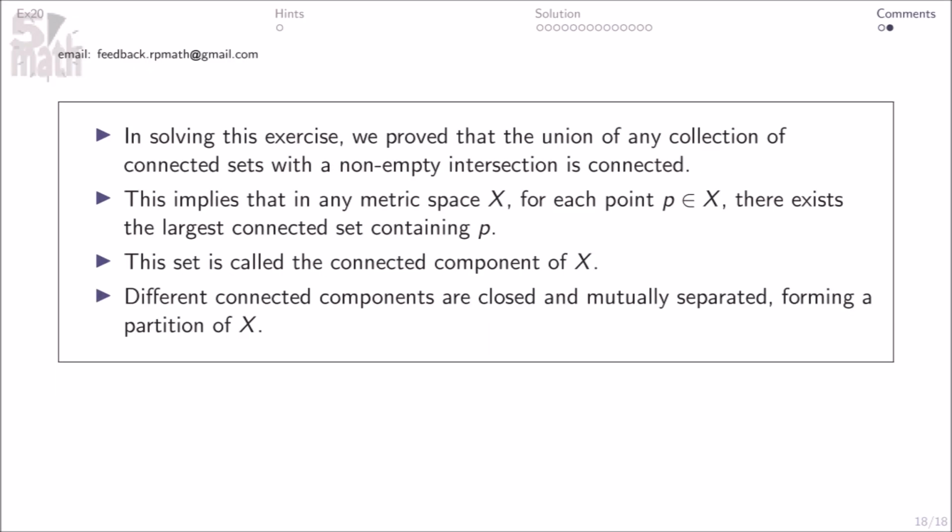In solving this exercise, we prove that the union of any collection of connected sets with a non-empty intersection is connected. This implies that in any metric space X, for each point P in X, there exists the largest connected set containing P. This set is called the connected component of X. Different connected components are closed and mutually separated, forming a partition of X.